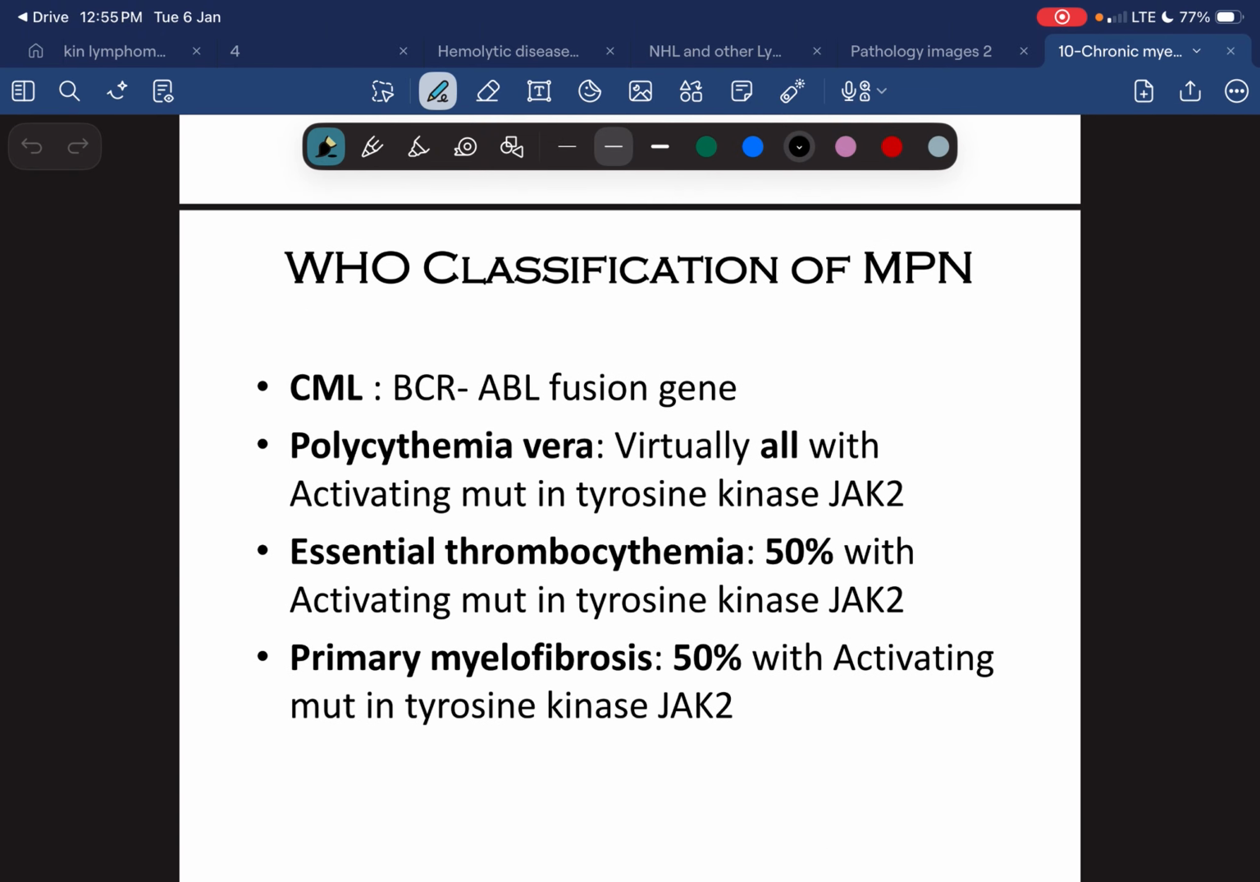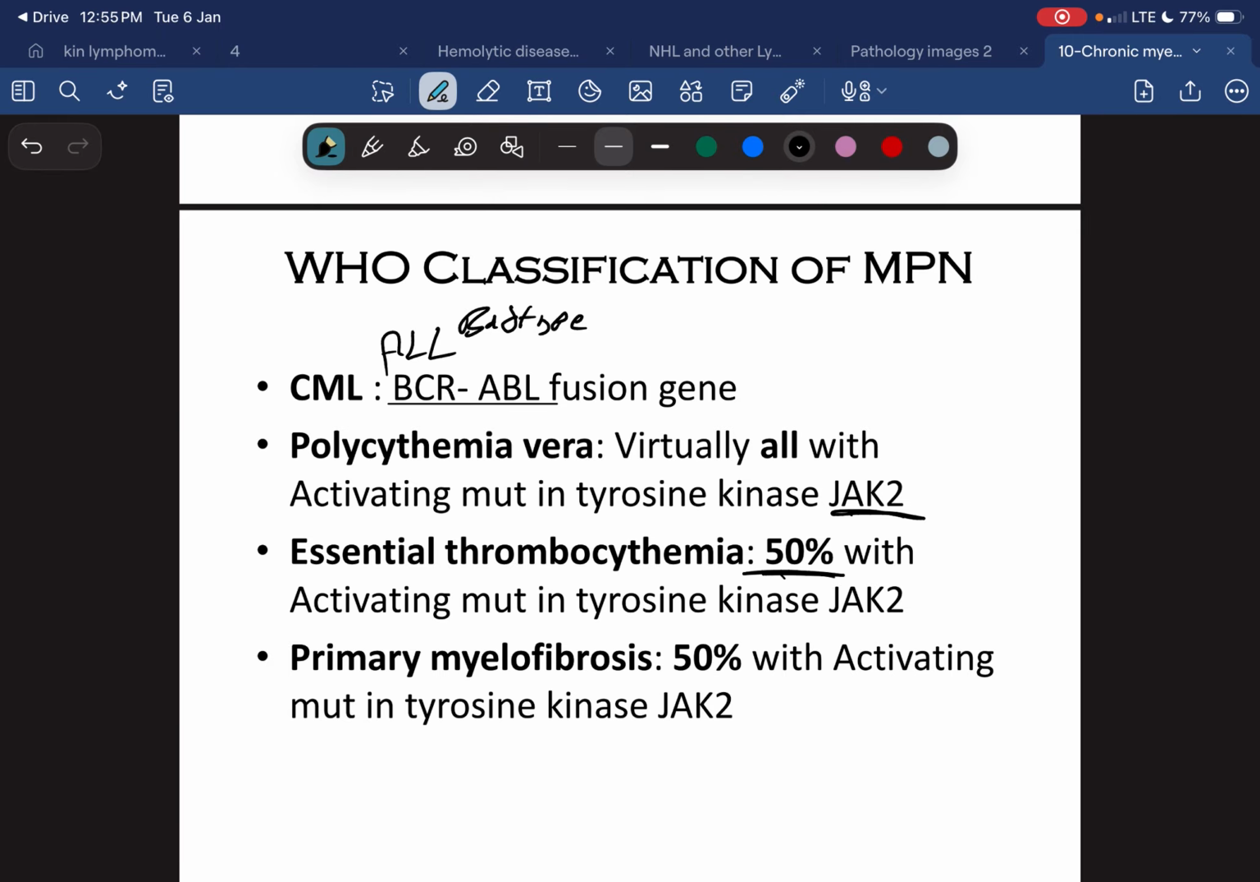Exactly, the adult type shows this BCR-ABL fusion gene. Polycythemia vera, almost all cases show an activating mutation in a tyrosine kinase called what? JAK2. Essential thrombocythemia and primary myelofibrosis, 50% of cases show a mutation in JAK2. Okay?